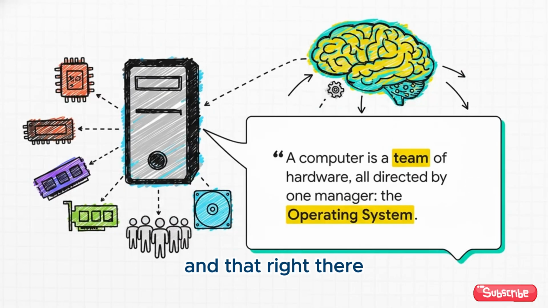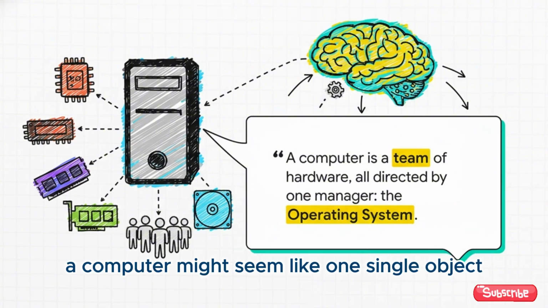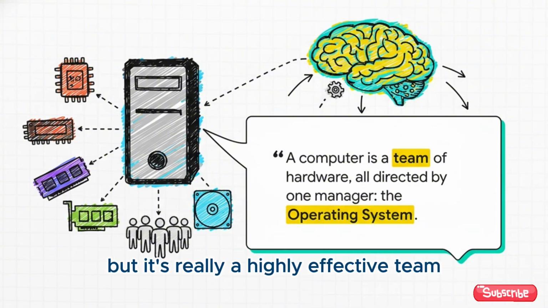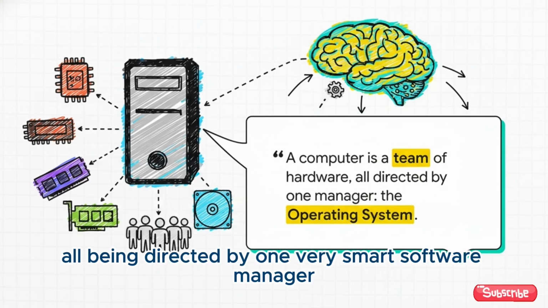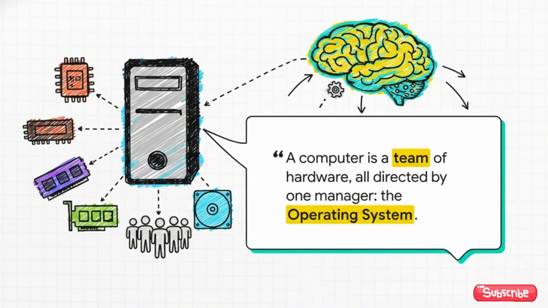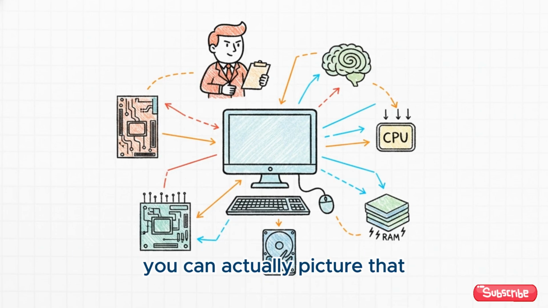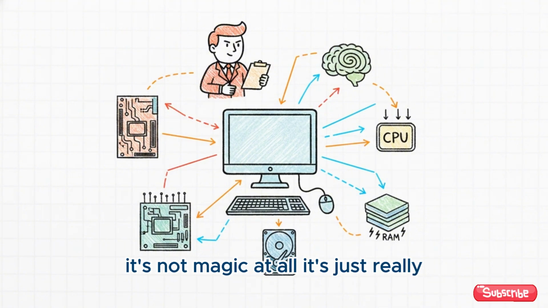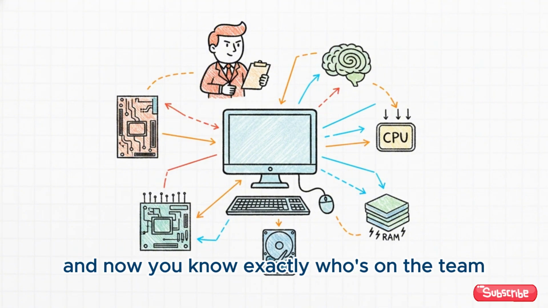And that right there, that's really the main idea to take away from this. A computer might seem like one single object, but it's really a highly effective team. A team of specialized hardware parts, all being directed by one very smart software manager, the operating system. So next time you click your mouse or type a sentence, you can actually picture that entire team springing into action. It's not magic at all, it's just really, really good teamwork. And now you know exactly who's on the team.